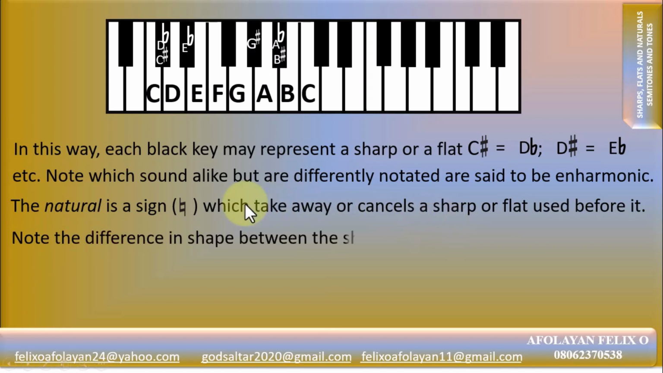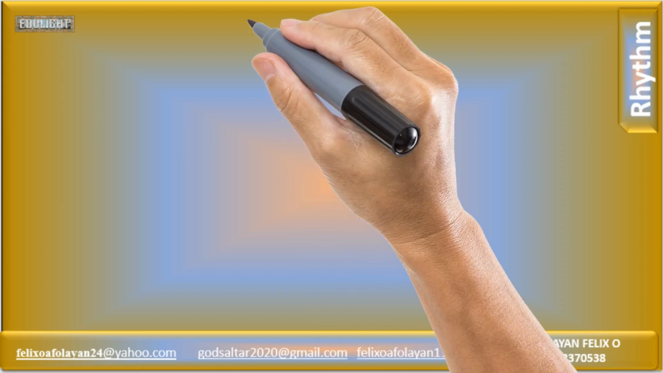The natural is a sign which takes away or cancels a sharp or a flat used before it. Note the difference in shape between the sharp and the natural. This is how a sharp looks, and this is how a natural looks. They look alike, but there is a difference. I believe you can see the difference between the sharp and natural.